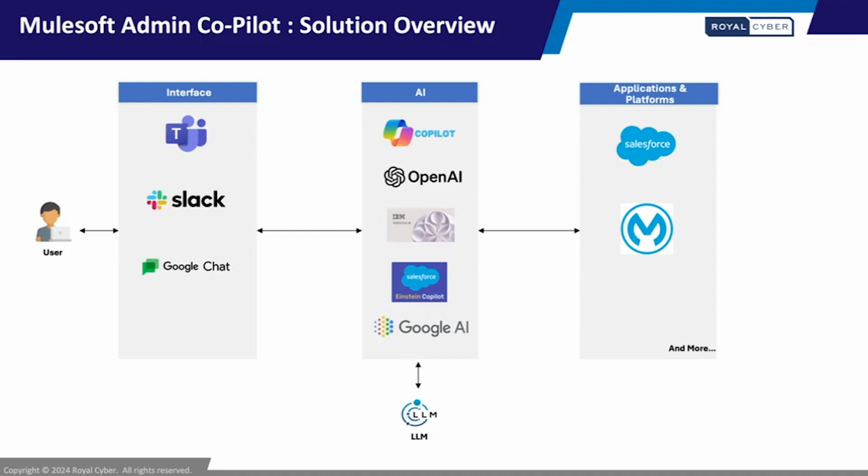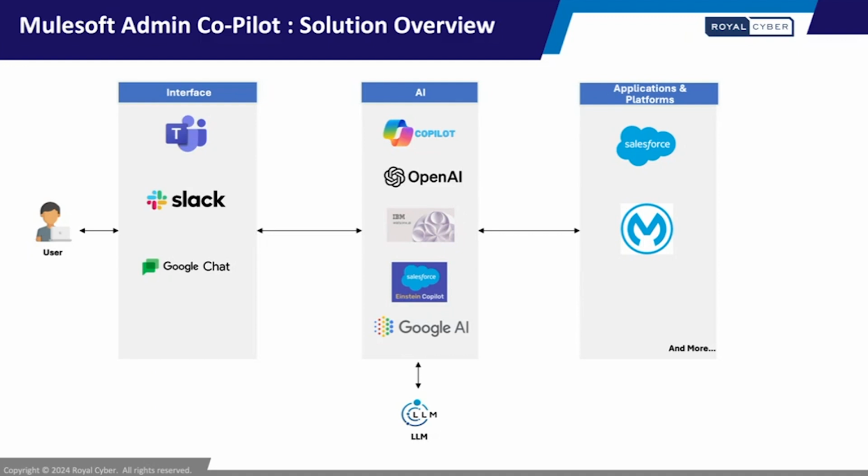Similarly, MuleSoft as a core platform enables seamless API management and integration, allowing the admin copilot to interact with a wide range of applications and services within the organization. And from an other-platforms perspective, we can also integrate with other platforms. The architecture is quite flexible so that it can connect with other applications and platforms as needed, to ensure scalability and adaptability within different business environments.